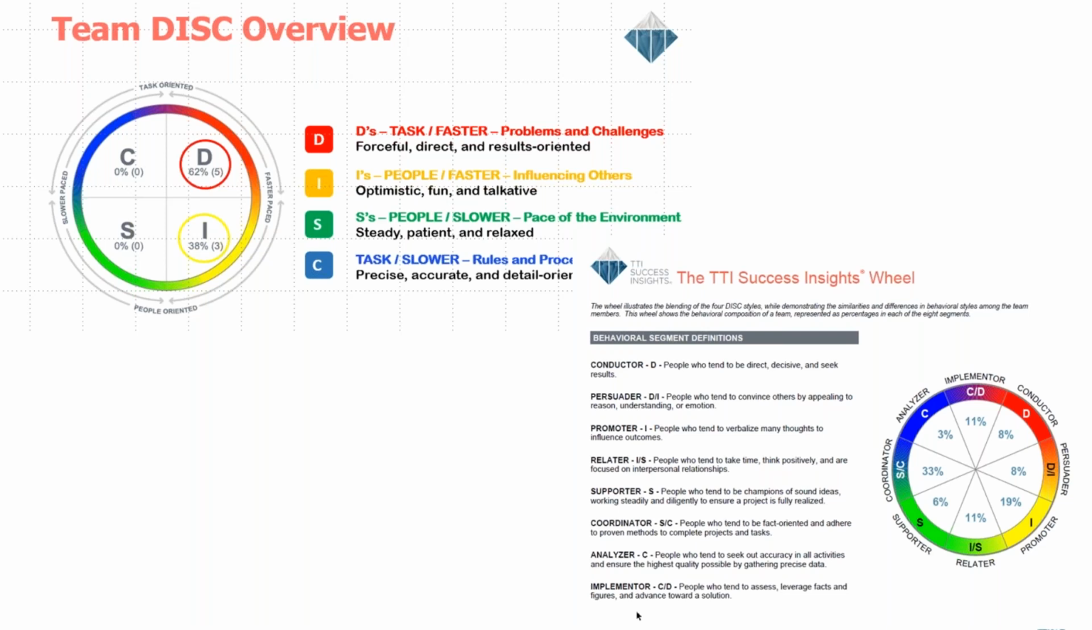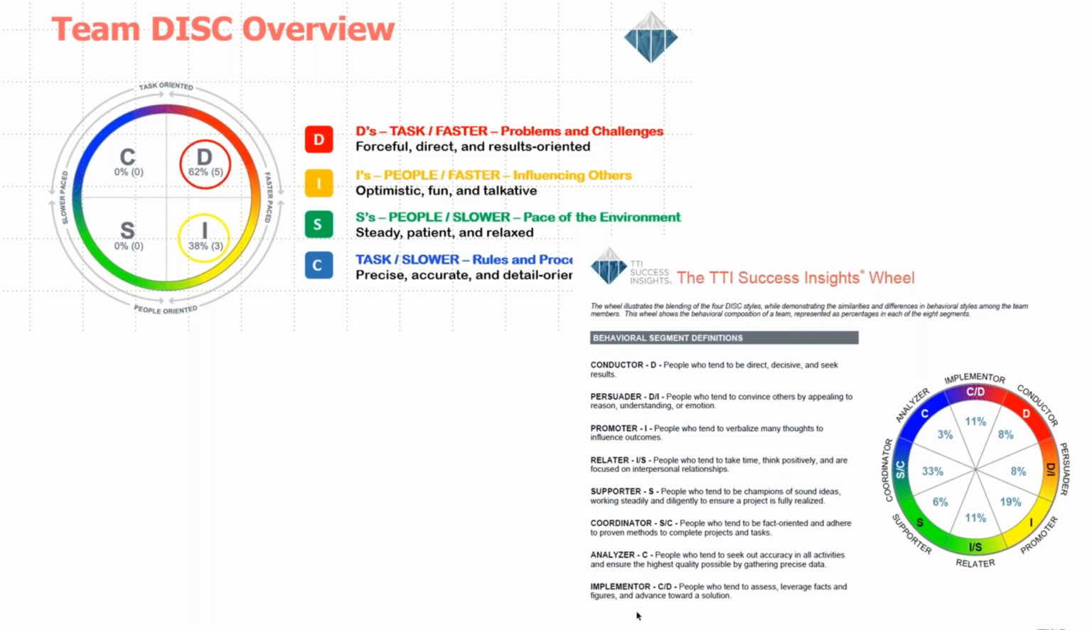You can include over 200 people in the team report, and you can add people and take people off that report at no charge as well. In this team, you can see that they have 62% D's, which is really just 5 people in that team. And then you have 38% as an I, which represents 3 people in that team.